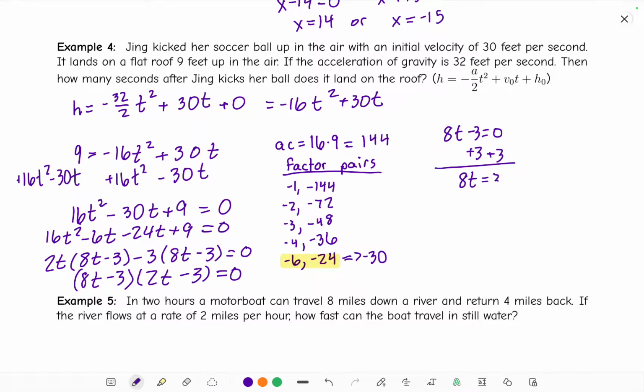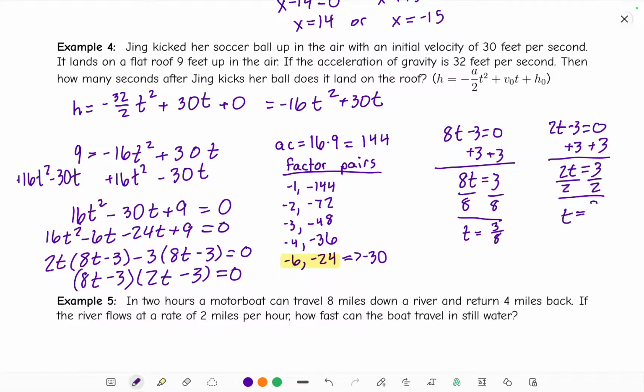8t equals 3. Divide by 8, divide by 8. t equals 3/8. Then we get 2t minus 3 equals 0. Plus 3, plus 3. 2t equals 3. Divide by 2, divide by 2. t equals 3/2. So we get two answers, but I'm pretty sure there can only be one answer. So we have to think about this a little bit.